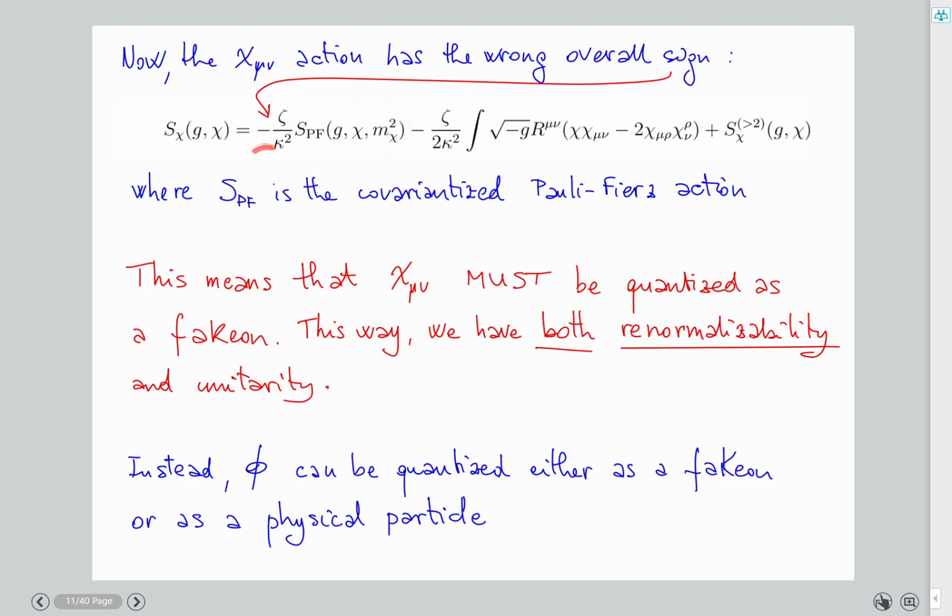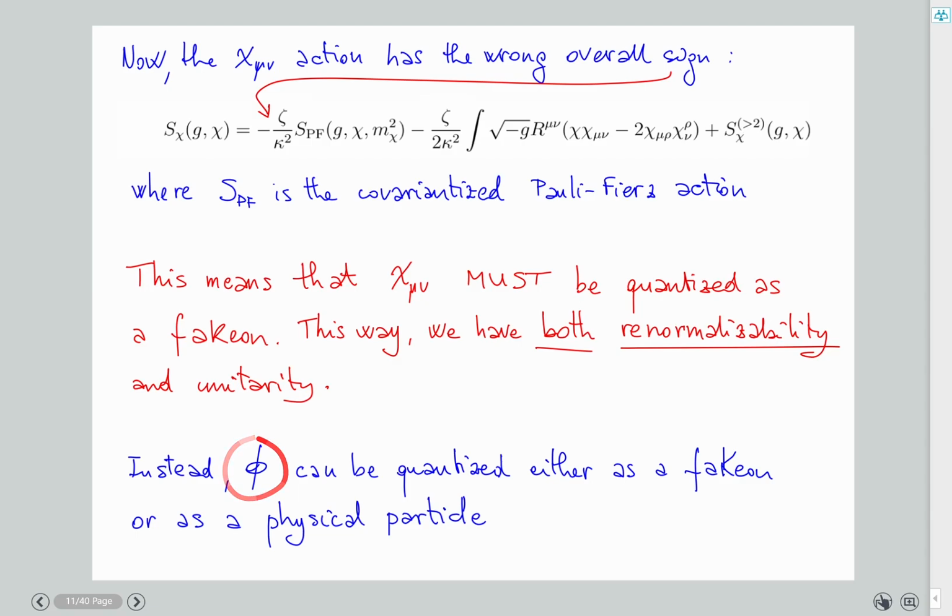So to make sense of this theory, to have unitarity, chi mu nu should be quantized as a fakeon. And in this way, you have both renormalizability and unitarity at all energies. I'm not advocating that these, at the fundamental level, I'm not saying that these fakeons, these would-be ghosts, have to decay, they are unstable. This is a clean, clear, and radically new quantization of the theory.